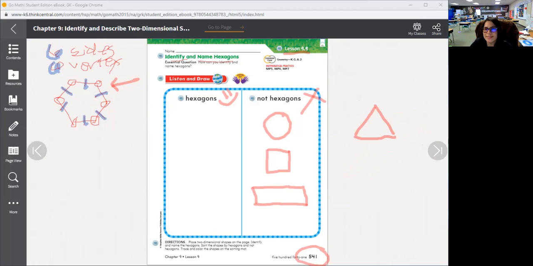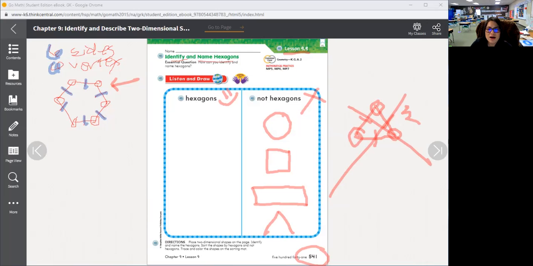No. Why not? Because it has 3 sides. 1, 2, 3, and what else does it have? 3 vertex? 1, 2, 3. And how many sides does a hexagon have? 6. So this one only has 3 sides and 3 vertex. So it cannot be a hexagon, because a hexagon has 6 sides and 6 vertex. So yes, you are correct, Calvin.